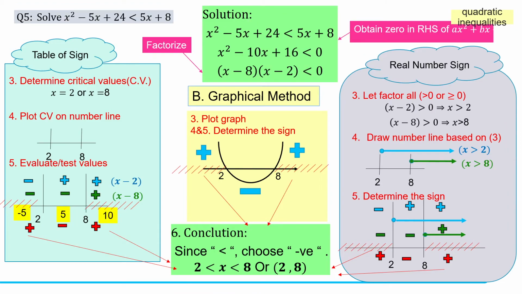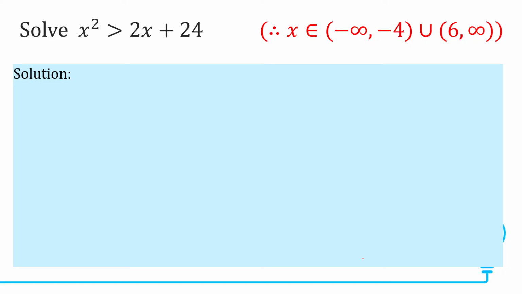Okay, now let us look at question 5. Is it any different? Maybe this one has more terms, and we want to preserve the positive sign over here, so we send the 5x and 8 to the other side. As I said, key it into the calculator and it gives you this answer, and then this is the conclusion.